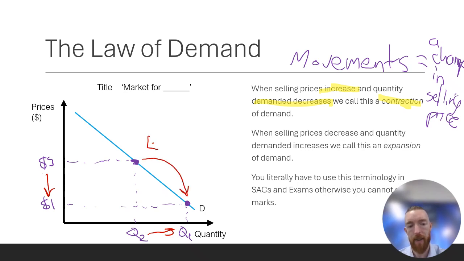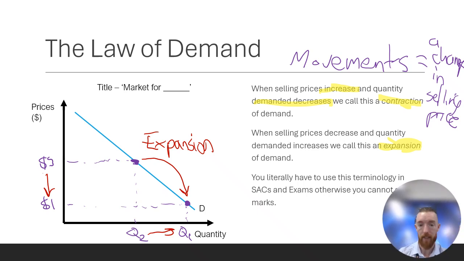And we call that an expansion of demand because as price is getting lower, we are now demanding more. Logical, like we said before, as things are cheaper, you want more of them. What's really important here with movements in demand is that you need to use this terminology of expansions and contractions when the selling price changes. This is explicitly about selling price changing. So when the price goes up or the price goes down, this causes a movement.